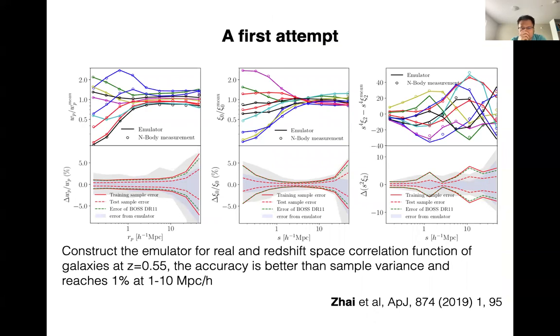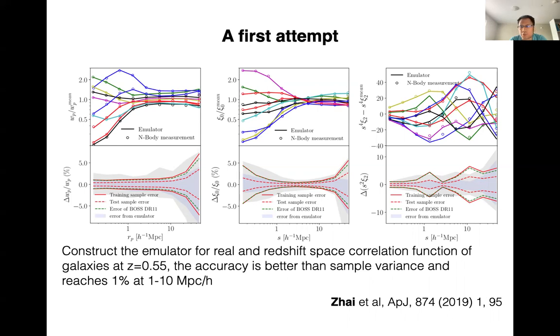Before I introduce the application to BOSS galaxies, we first do a pilot study, or theoretical study. In this study, we focus on the CMASS galaxies as our target sample at redshift 0.55. We built some emulators based on Gaussian process. The emulators can make predictions for both real and redshift space correlation functions. So here the three columns show w_p on the left-hand side, the projected correlation function, then the middle column is the RSD monopole, and the right-hand side is the quadrupole.